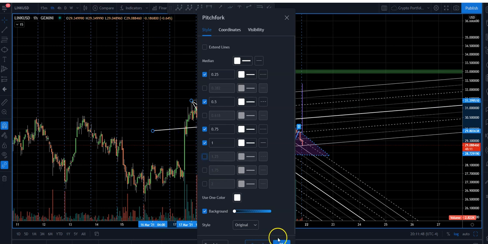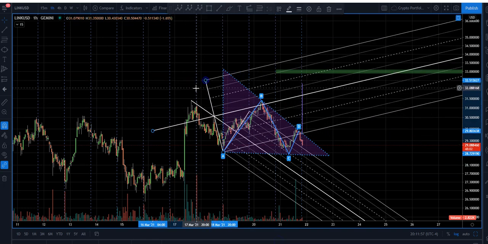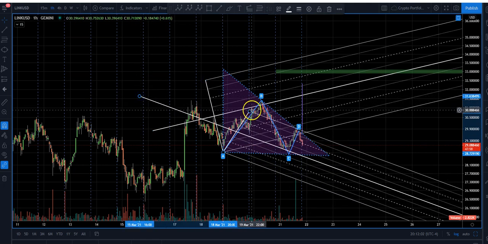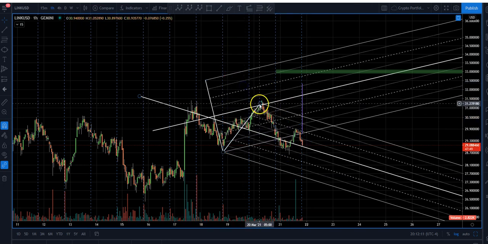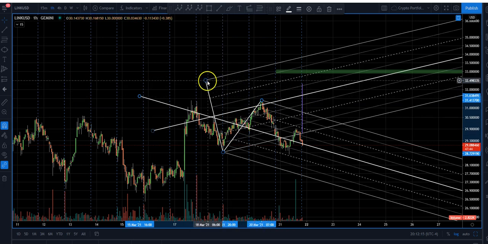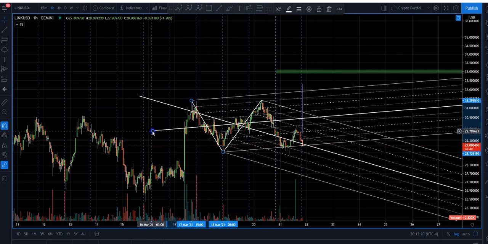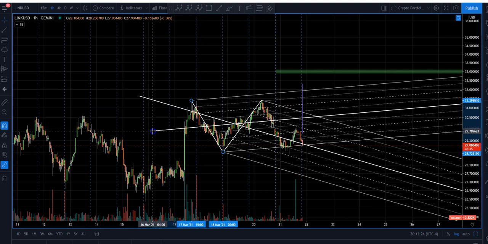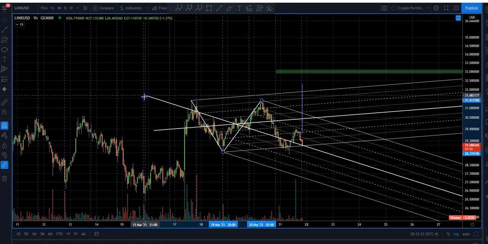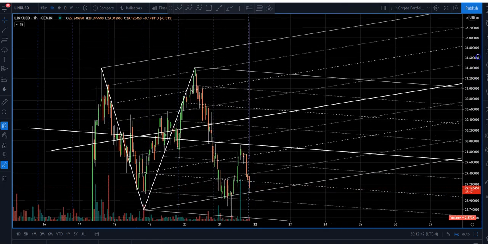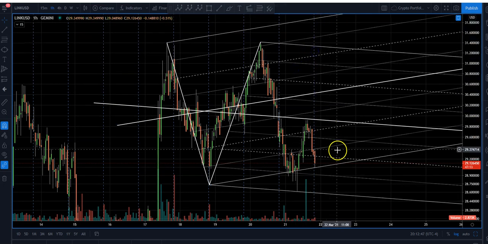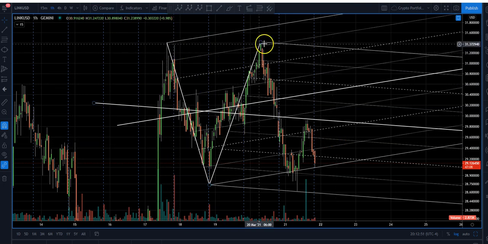Let's just tweak this up a little bit here. Get rid of that. Let's get rid of this. Just up to that pivot. It's that downward one. This is the upward one. You got to see what happens here. Double top.